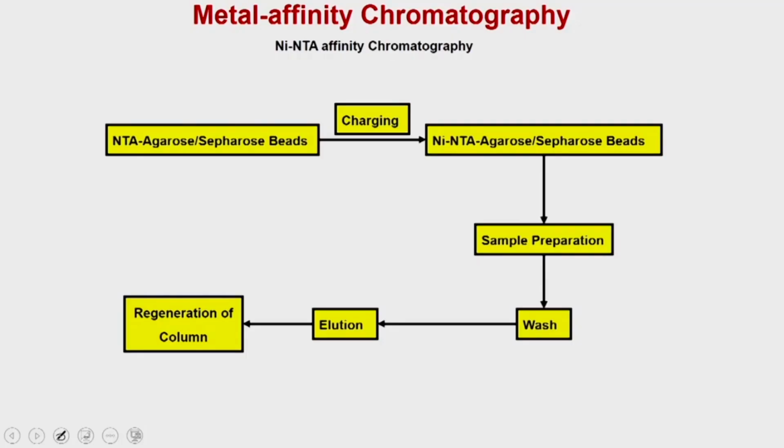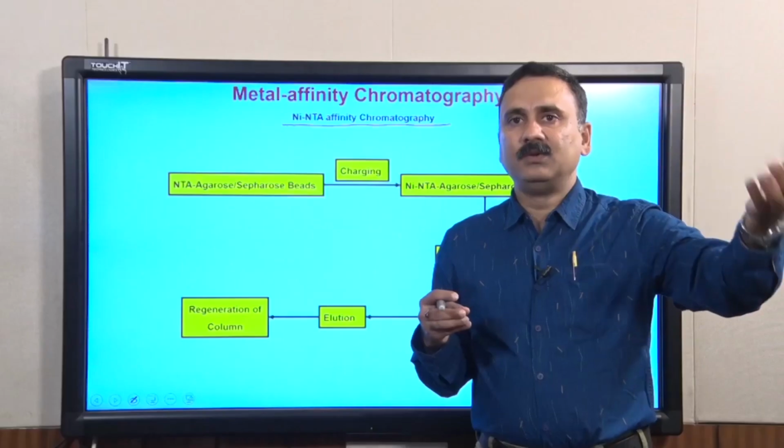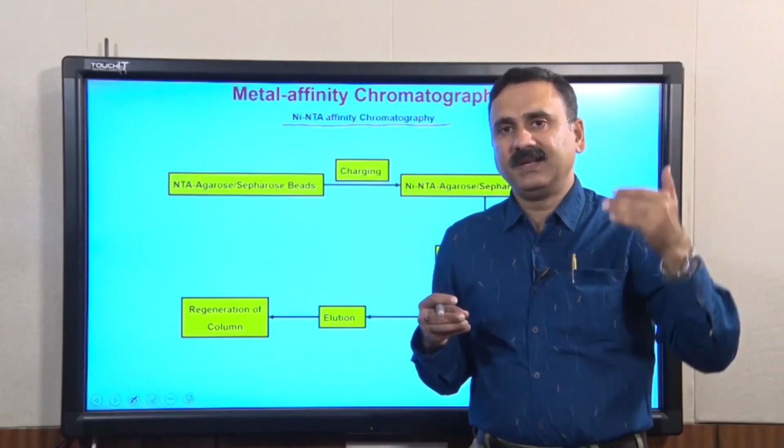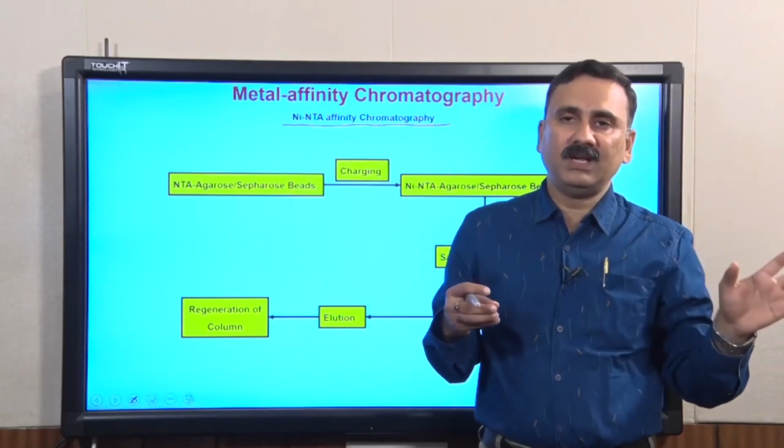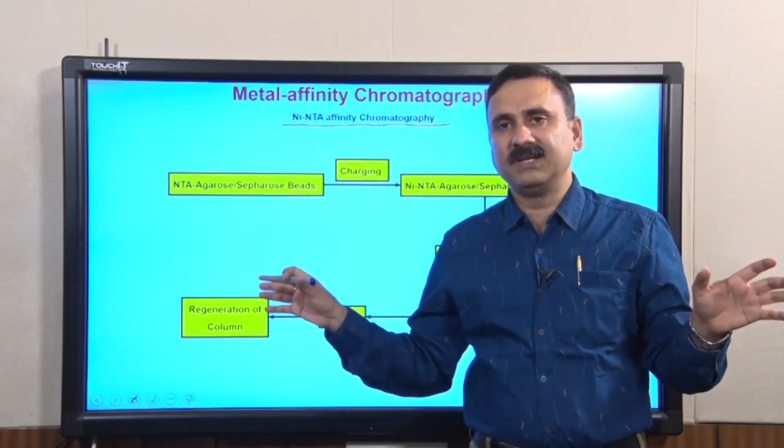So, in the metal affinity column we have taken an example of nickel NTA affinity chromatography. The nickel NTA affinity chromatography is the example of metal affinity chromatography, where the metal which is bound to the beads has an affinity for a small biophore present on the protein, and that is how it binds those proteins which contain the 6 histidine, either present on the N terminus or present on the C terminus.